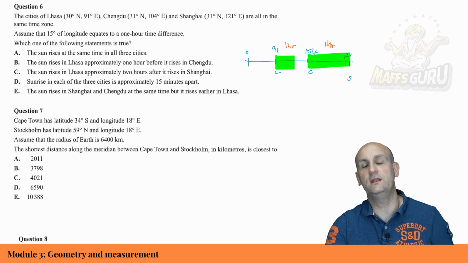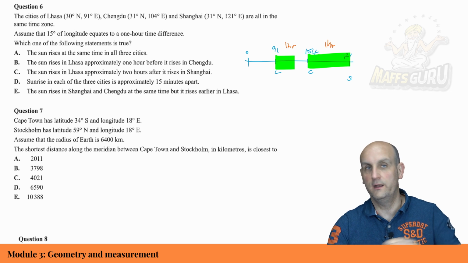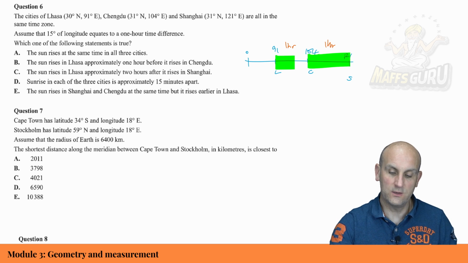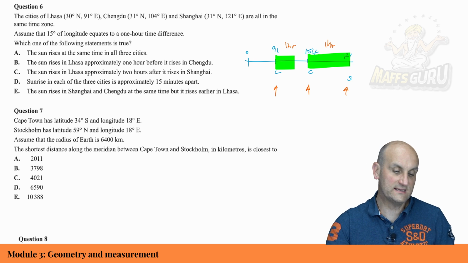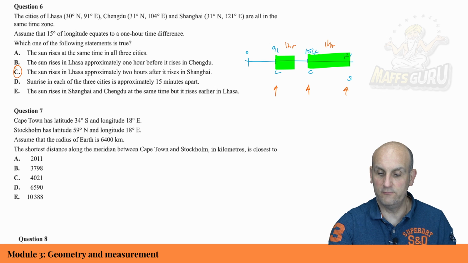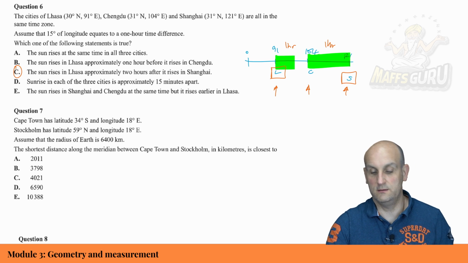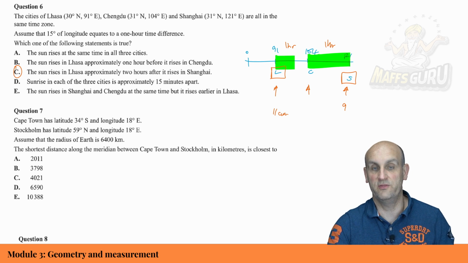Now, again, because I know that I'm in Melbourne and my mum and dad are in London, I know that the time is going backwards. So whatever time it is here, it's going to be 1 hour backwards there, and 1 hour backwards there. So as far as I'm concerned, this means that C has to be the right answer. The sun rises here approximately 2 hours after it rises there, all right? So if it rises at 9 a.m. here, it'll rise at effectively 11 a.m. Shanghai time there, all right?